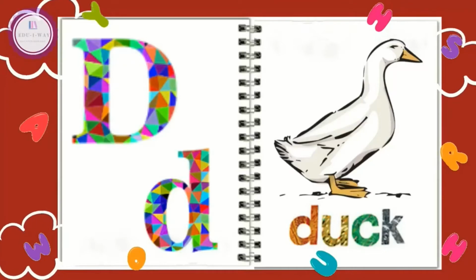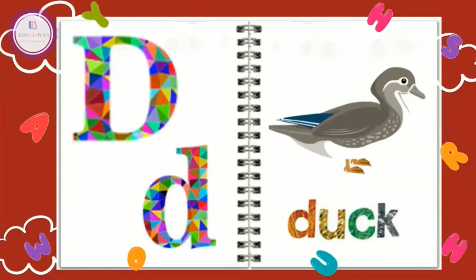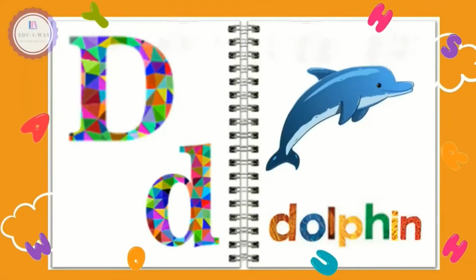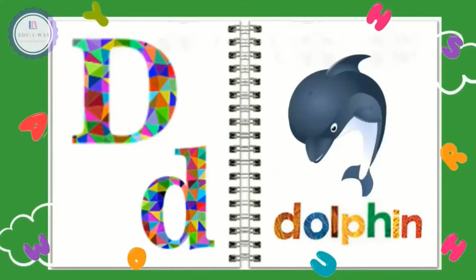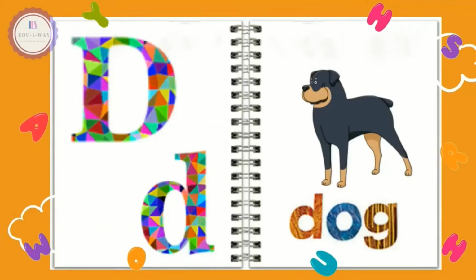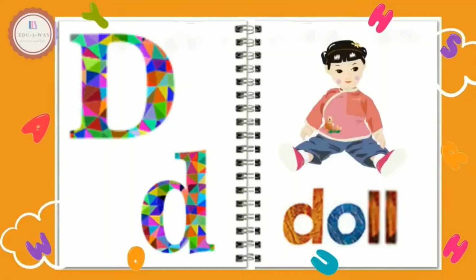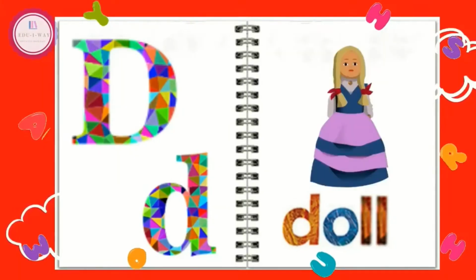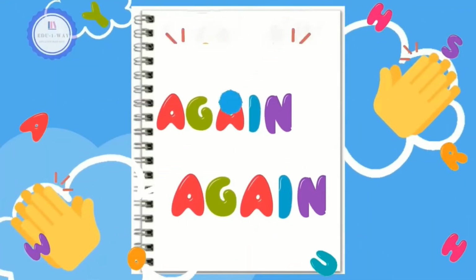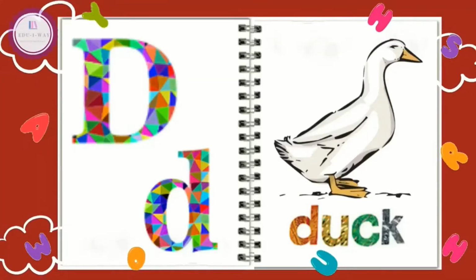Da for duck. Duck, duck, duck. Da for dolphin. Dolphin, dolphin, dolphin. Da for dog. Dog, dog, dog. Da for doll. Doll, doll, doll. Yay! Again, again!